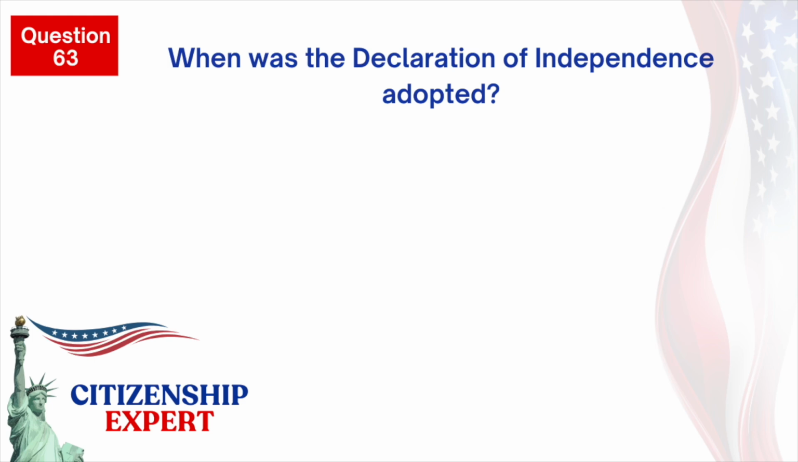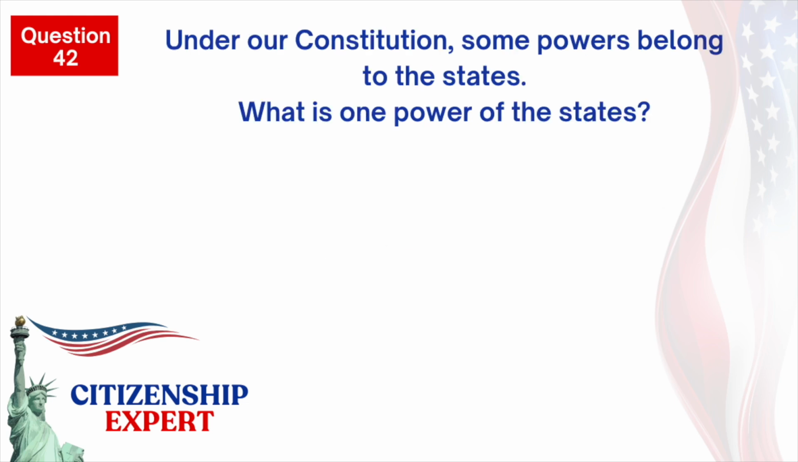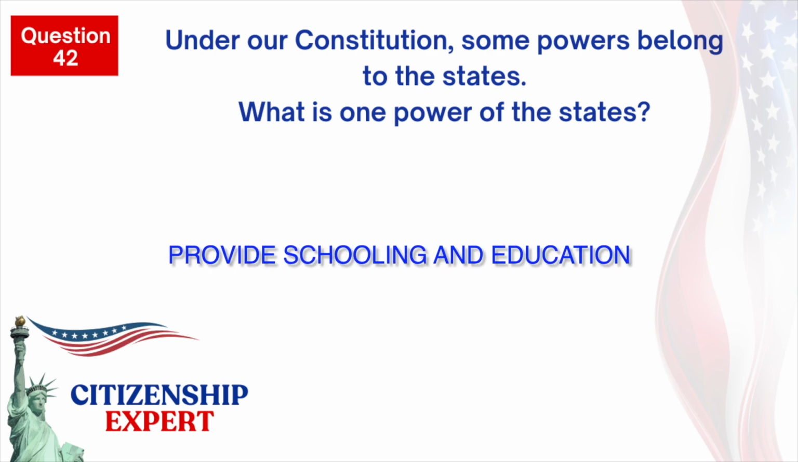When was the Declaration of Independence adopted? July 4, 1776. Under our Constitution, some powers belong to the states. What is one power of the states? Provide schooling and education.